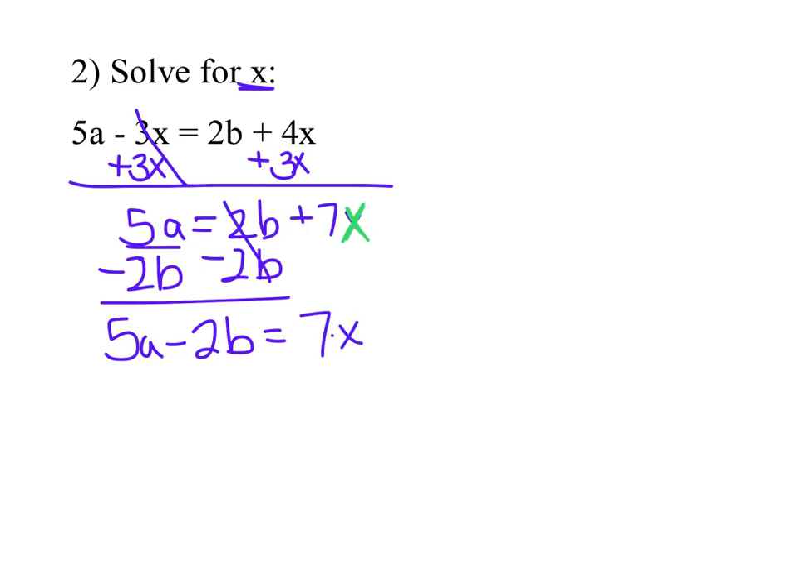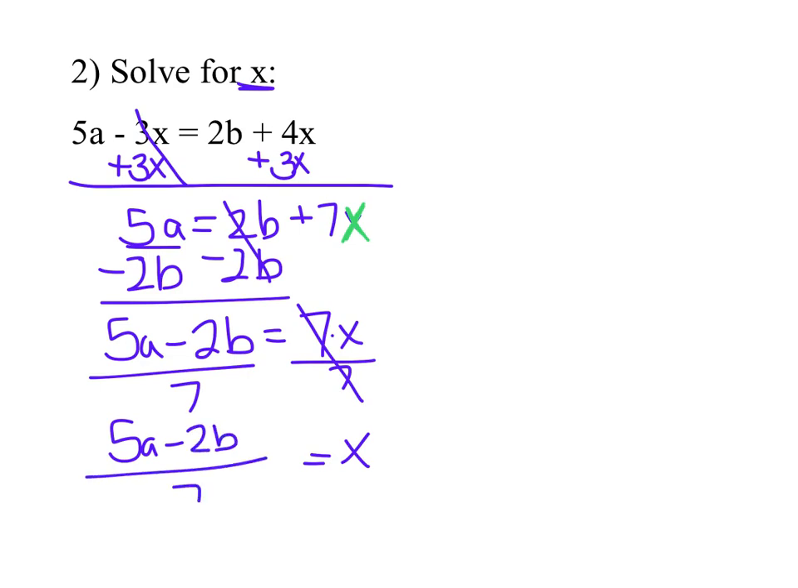Now, this is 7 times x. So I have to divide, but I have to divide everything by it. So x is 5a minus 2b all over 7. Woohoo!